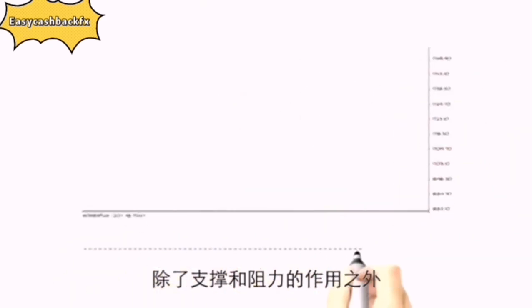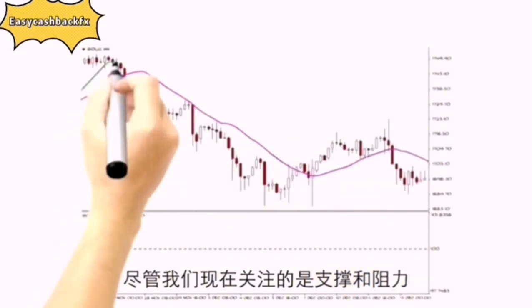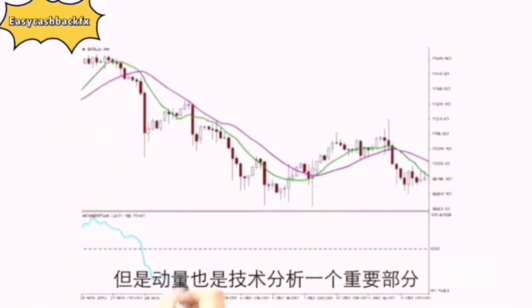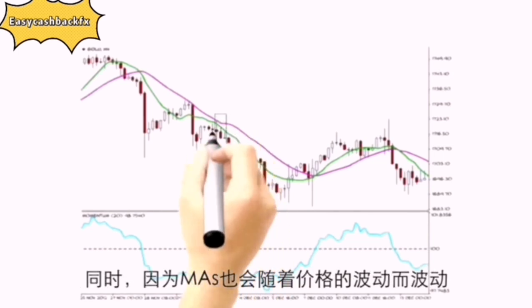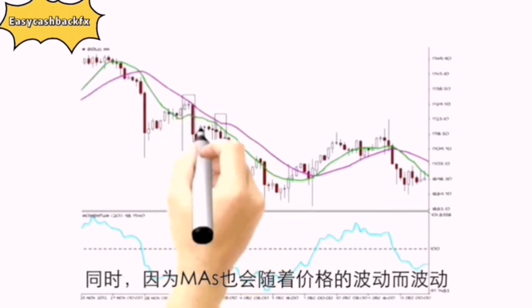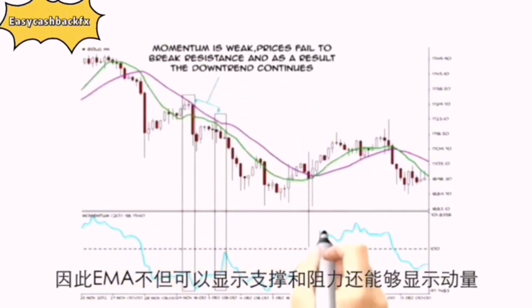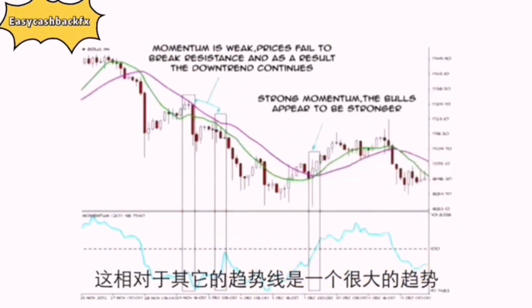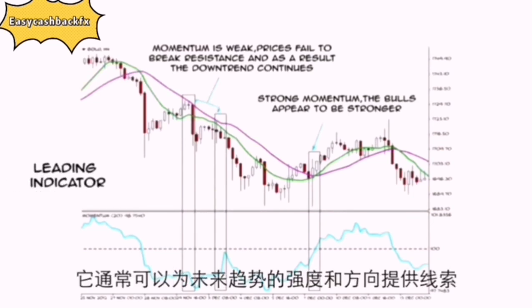In addition to support and resistance, they also show momentum. Although we're focusing on support and resistance for now, there are other important areas of technical analysis. One of them is momentum, which is just the rate at which price is changing. Because moving averages move up and down with any sustained changes in price, they tell us about momentum as well as support and resistance. That's a big advantage over other trend lines because changes in momentum are a leading indicator that often provides clues about future trend strength and direction.